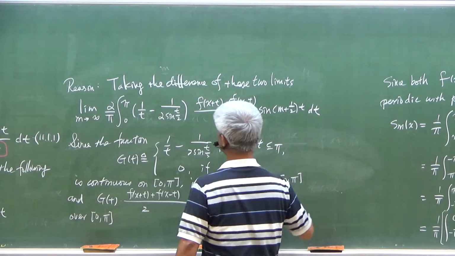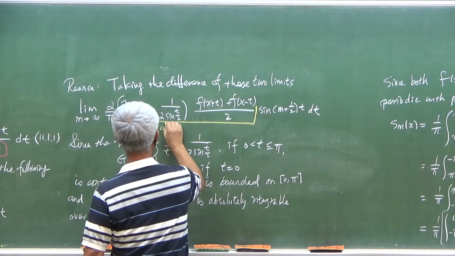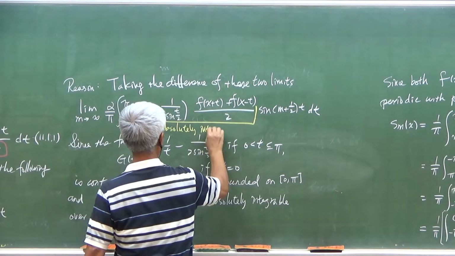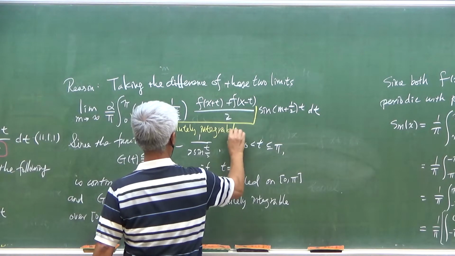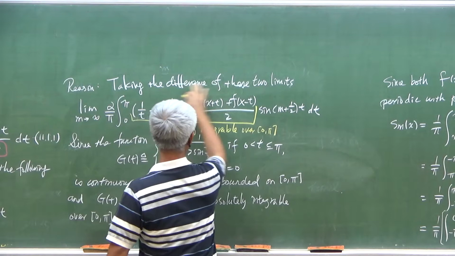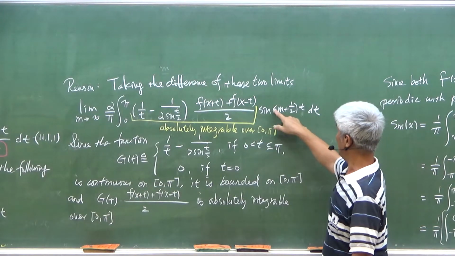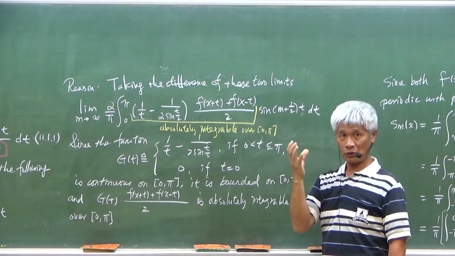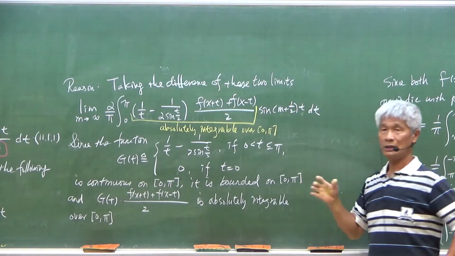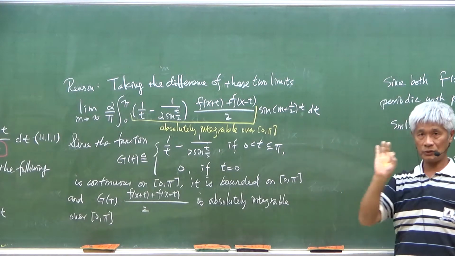So the whole thing is absolutely integrable over 0 to pi. Now you multiply with this one, and this is the alpha, right? Alpha goes to infinity because m goes to infinity. So by the Riemann-Lebesgue lemma, this limit goes to 0.